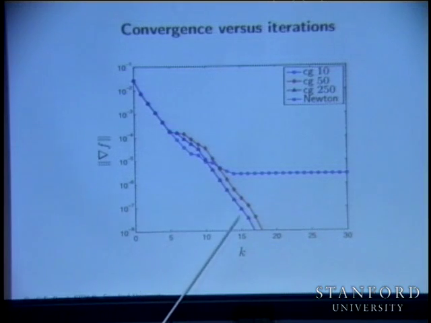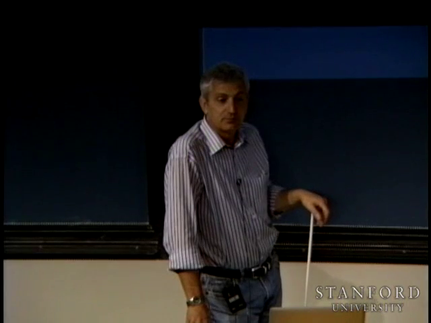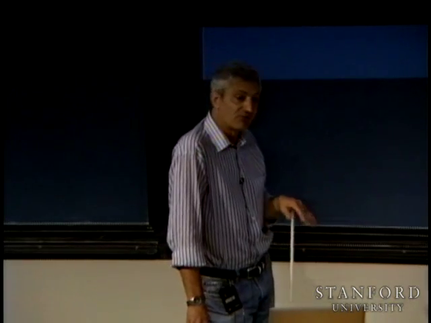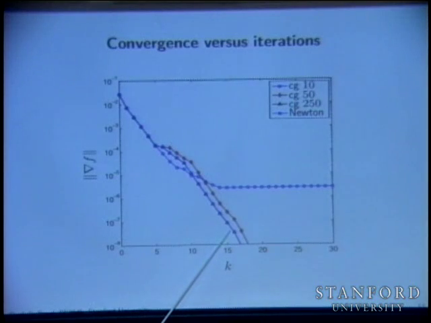The CG 250 is right on top of it here. So what that says is that the quality of the search direction you get in 250 CG steps, although no one would claim it is the Newton direction, is obviously good enough to exactly match the performance of the Newton method, right? So this alone is just going to beat Newton's method insanely, both in memory and in time.